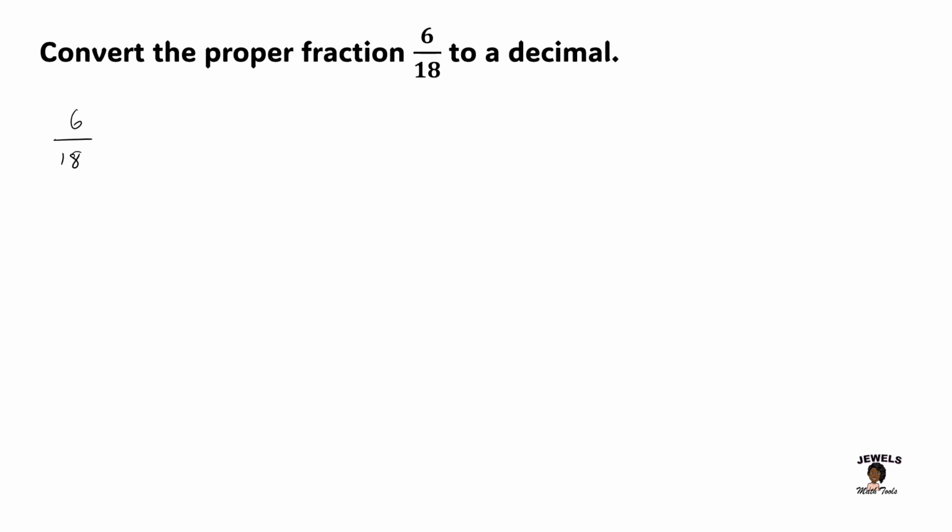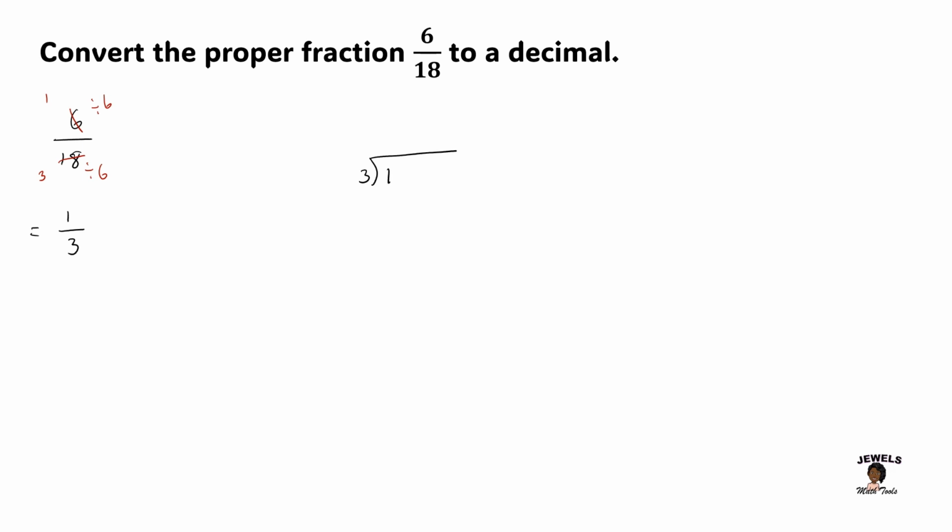So let's begin. With 6 and 18, I can reduce both parts of this fraction by dividing by 6 since both of these numbers are in my 6 times table. So 6 divided by 6 will equal 1. 18 divided by 6 will equal 3. And now that we have reduced this fraction to its lowest term, we'll divide 1 by 3 to convert this fraction into a decimal number.